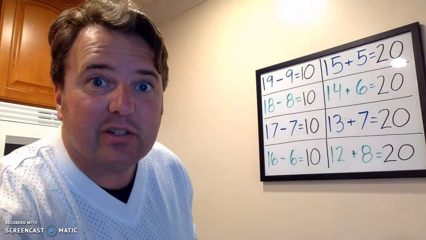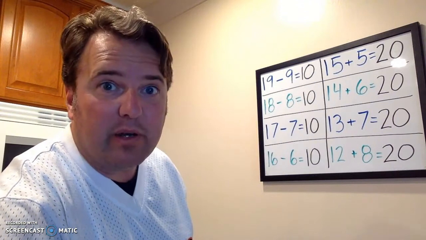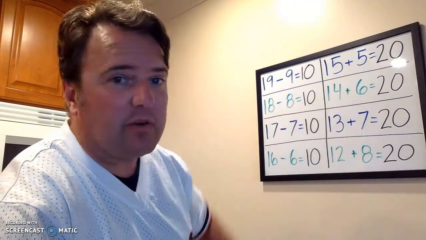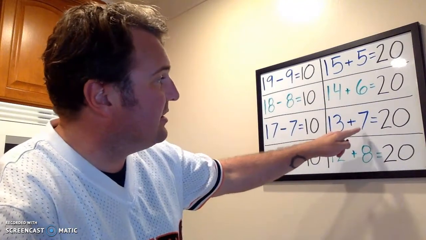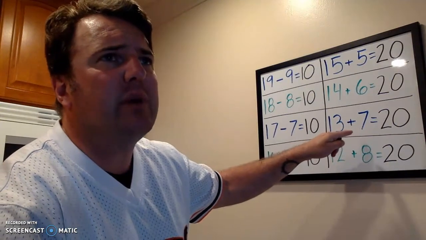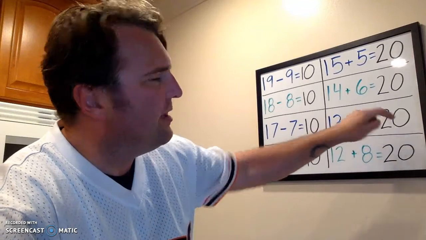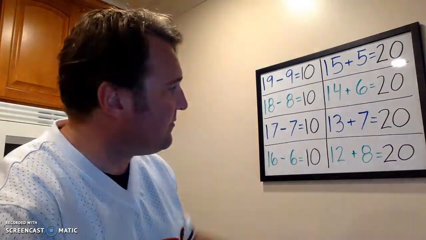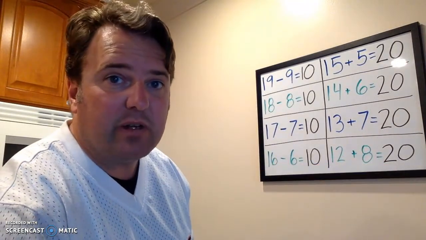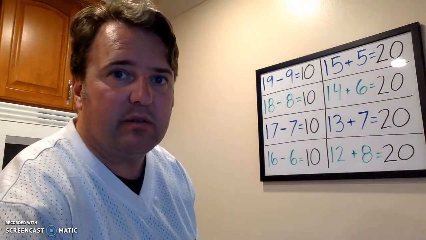One day, 14 and 6 were walking down the street. They said, hey, let's go be buddies. Let's be partners. Because if we're partners, we can be partners for 20. And then 13 and 7 were down at the park. And 13 and 7 say, hey, I heard 14 and 6 are buddies and they're partners of 20. 13 and 7, let's be partners and we can be 20 as well. Same with 12 and 8. They partnered up to make 20. 15 and 5 partnered up to make 20.